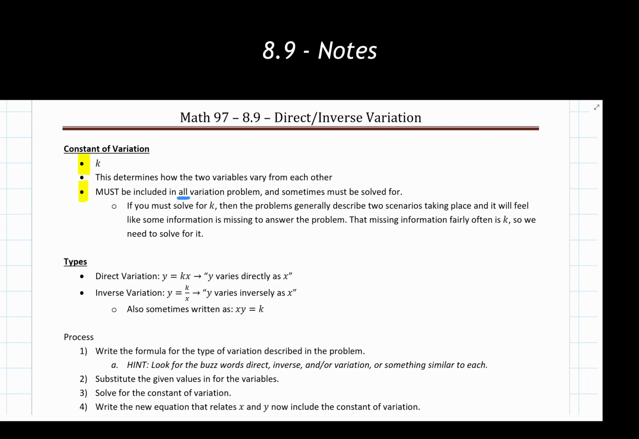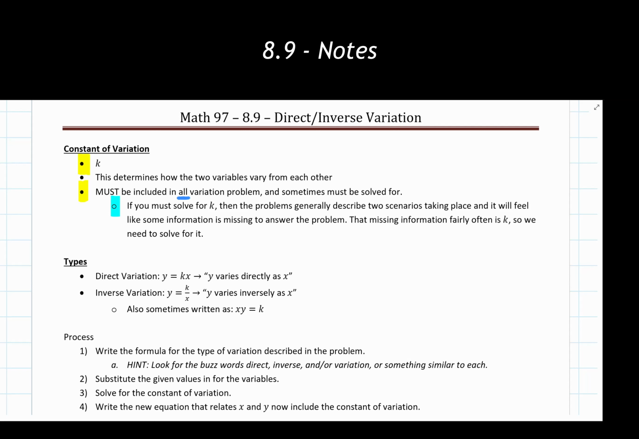We have an outline right below here. I'd like to highlight this as well. If you need to solve for k, you're generally going to be given 2 scenarios. You'll be given some instance where we have the relationship between the 2 variables, and then we have the relationship that we are being asked about. Find x when y is something. Find y when x is something. And we generally need to start filling in blanks to make that happen.